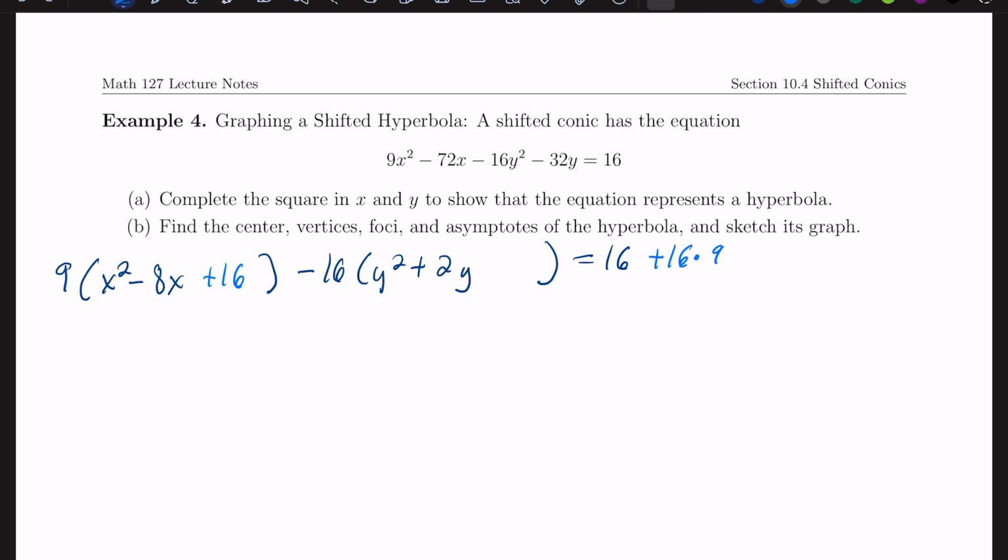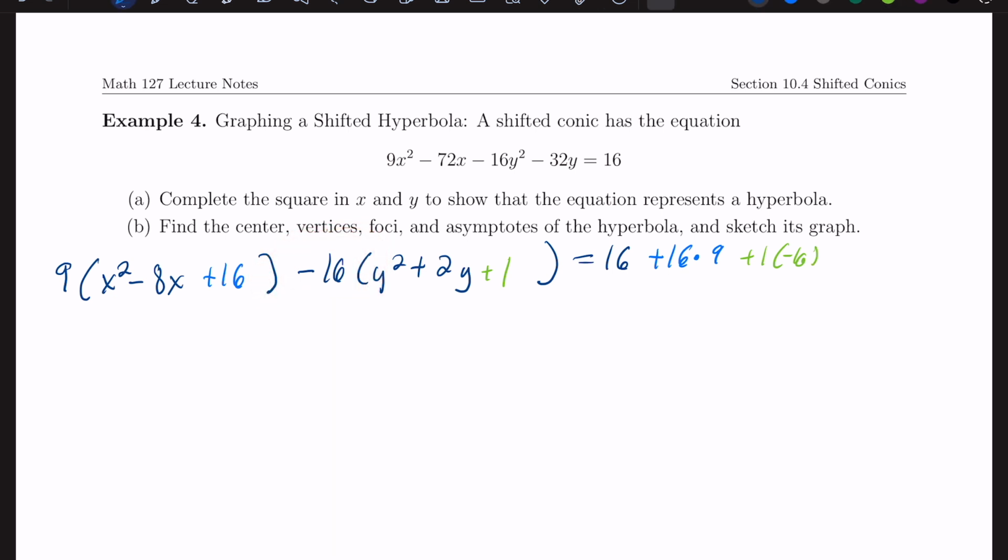Then with a different color, here I have 2 divided by 2 is 1, and 1 squared is 1, so here I add 1. If I add 1 here, I must add 1 here, but I must multiply it by negative 16. Again, if I add 1 inside these parentheses, I'm really adding negative 16 to it.